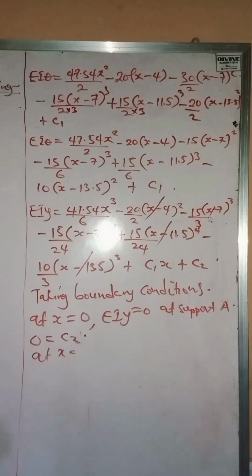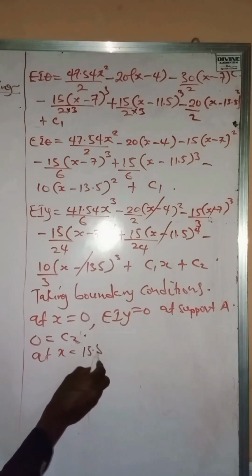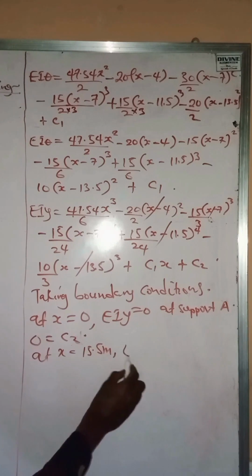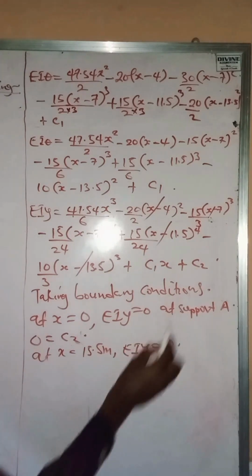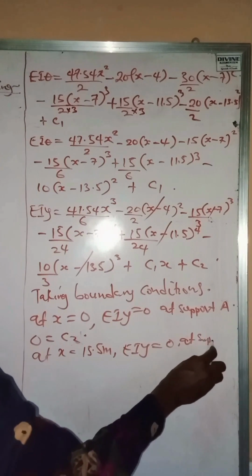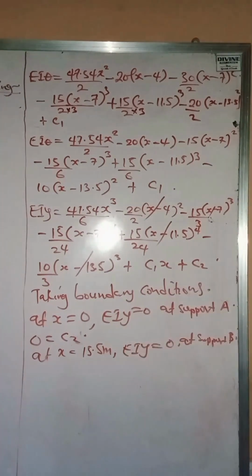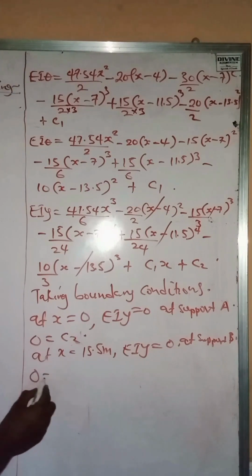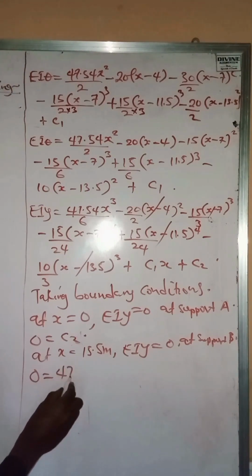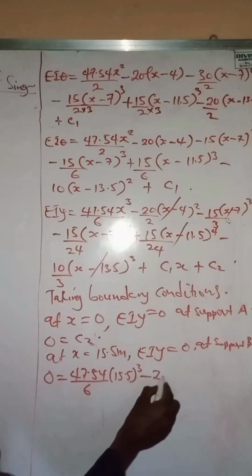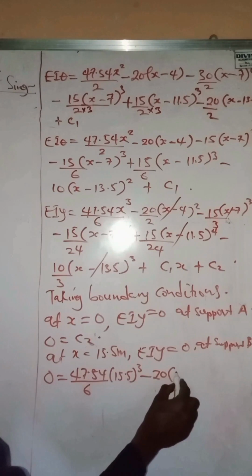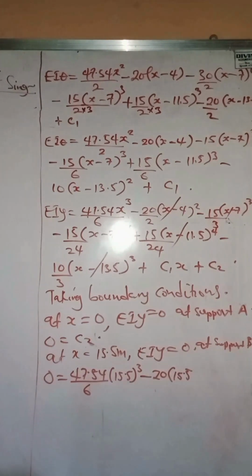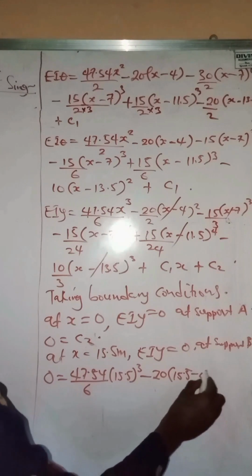So we're going to take x equal to the second support. Our support is at 15.5 meters. So at the support end, x is equal to 15.5. The deflection is 0 at support B. So at support B, x is 15.5 meters, while the deflection at that support is 0. So we substitute it into the expression: deflection as 0, then substitute 15.5 into the deflection expression.